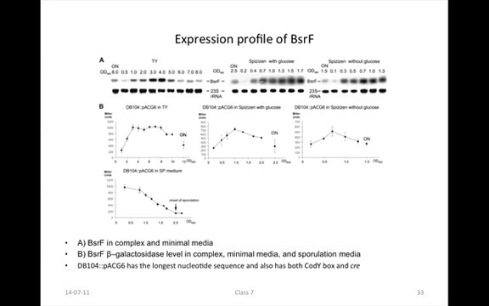Alright, so what they're doing next is looking at the expression profile of the small non-coding RNA, in complex media as well as minimal media. And as you can see, in complex media it goes up to a maximum and then decreases. What OD is this?